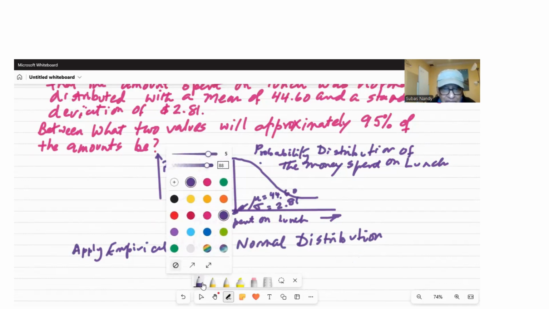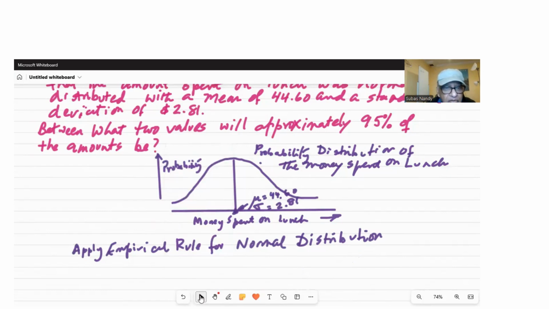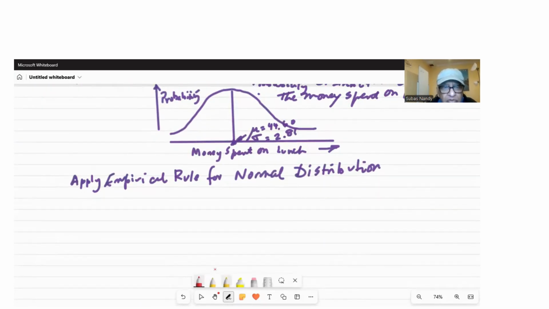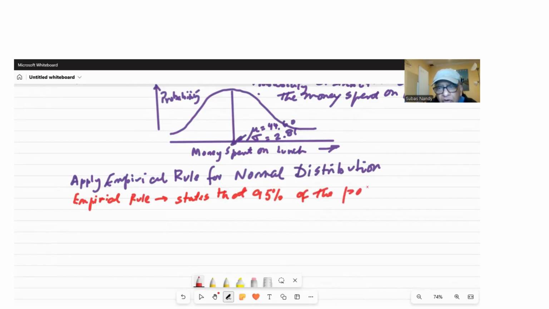So let me change the color of my ink now, and let's create some space. So the empirical rule, again, the empirical rule is the observed rule, states that 95% of the population will fall within 2 standard deviations from the mean.